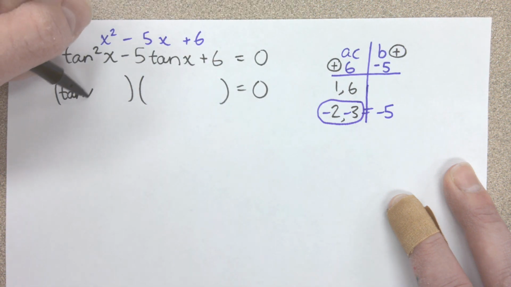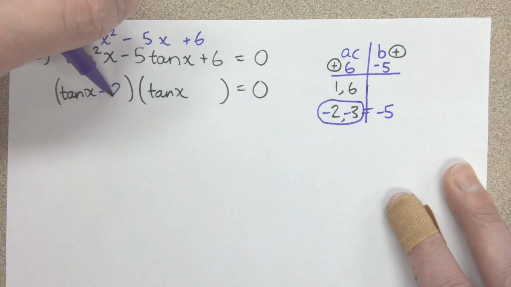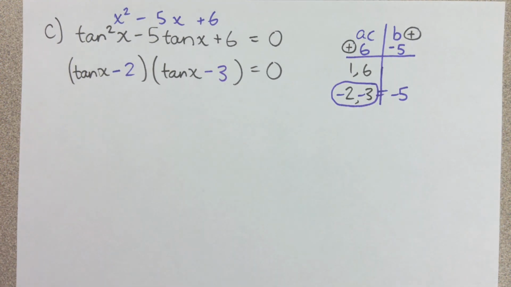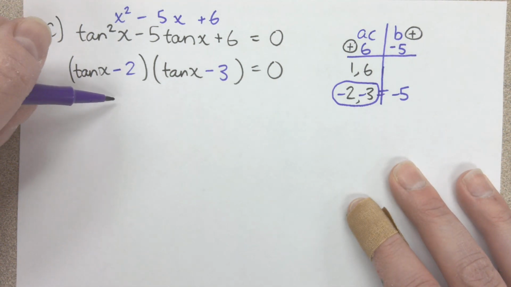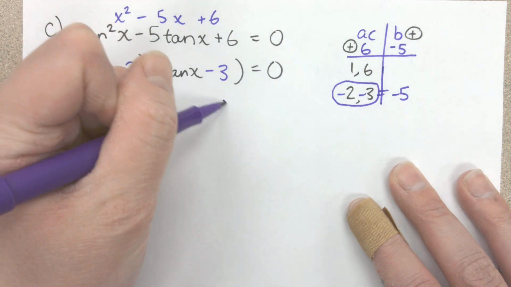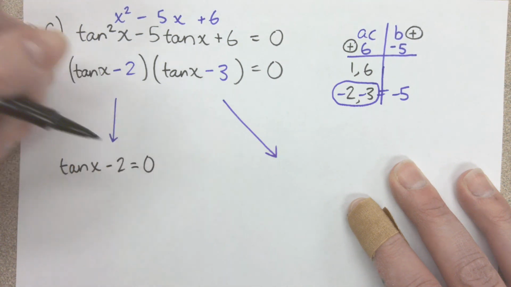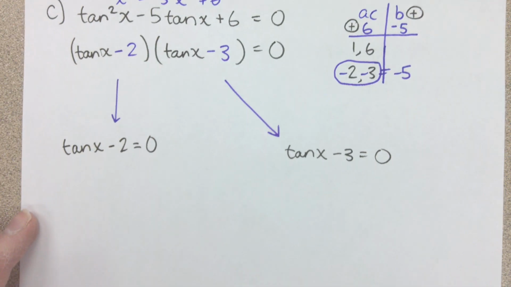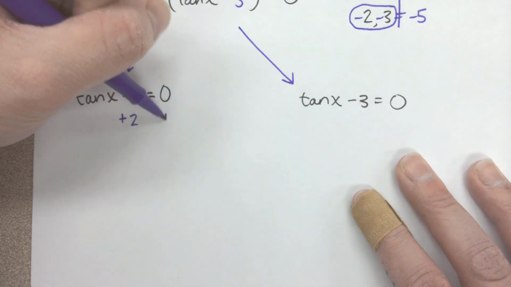So we have tangent x's in the front. And then my factors are tangent x minus 2 and tangent x minus 3. As you can see, these are not going to be nice. They will not be on the unit circle. From here, we can split these up and solve them separately. We have tangent of x minus 2 is equal to 0. And tangent of x minus 3 is equal to 0. Quick to solve. Tangent of x minus 2 equals 0. I'll just add 2 to both sides.